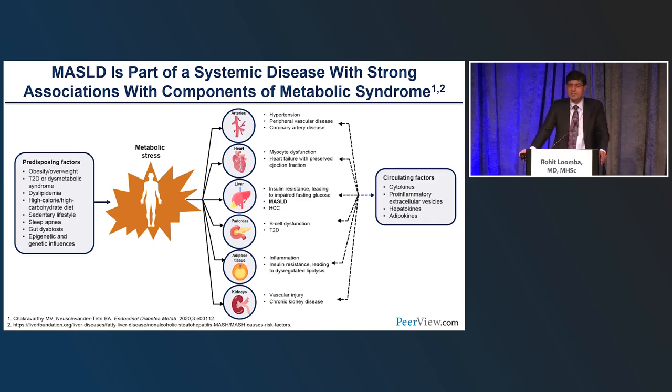MASLD is part of a systemic disease with strong association with multiple components of metabolic syndrome. These include hypertension, coronary artery disease. In heart, we see diastolic dysfunction, heart failure. In liver, we document and see significant insulin resistance. Fat deposition in liver leads to hepatic insulin resistance. And in some patients, they can go on to progress to NASH, fibrosis, cirrhosis, and hepatocellular carcinoma.